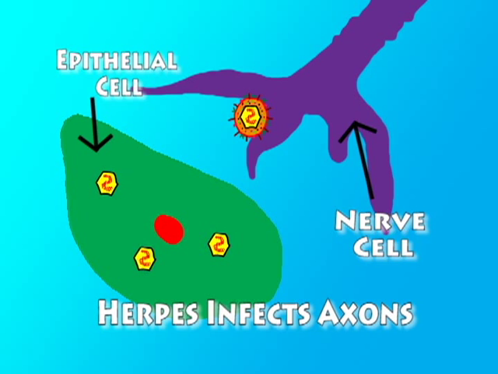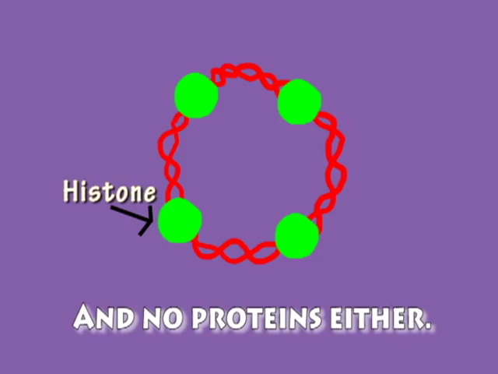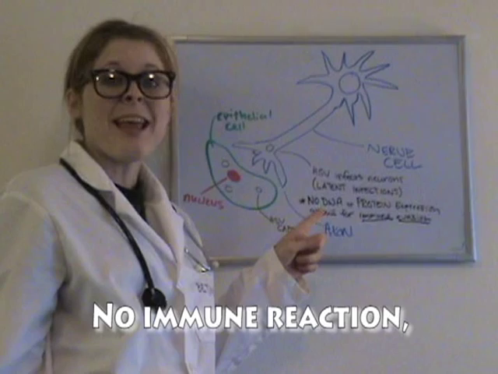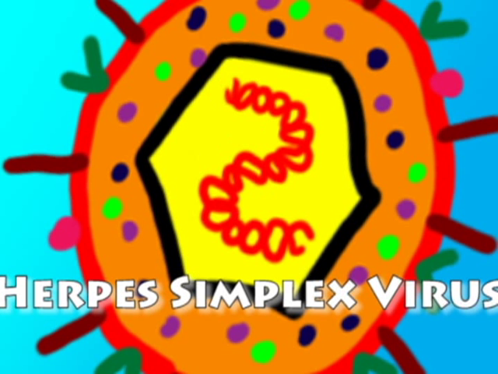Stop. Latent time. Herpes infects axons. For latent infections, they express no DNA and no proteins either. Now why would they ever infect neurons? No immune reaction, cause herpes hides. Sporadic activation from fever to other stresses. It's herpes, herpes, herpes, herpes, HSV infection.